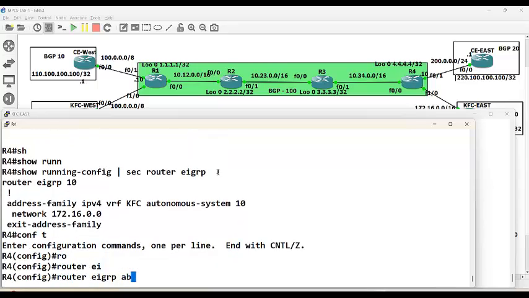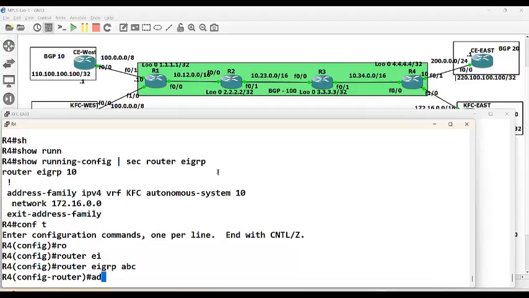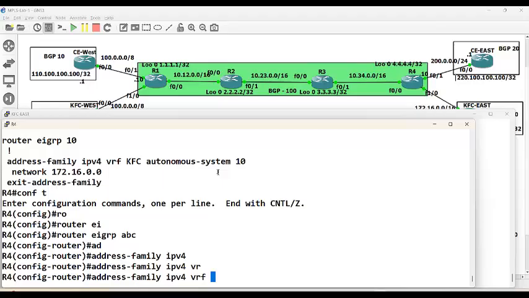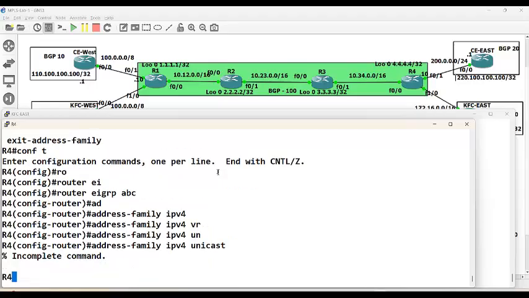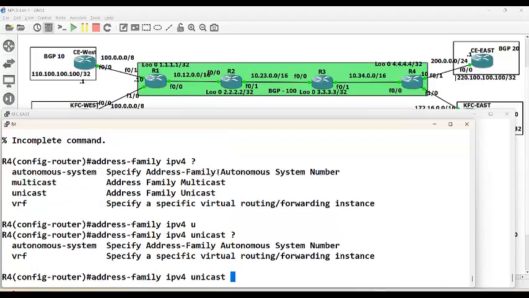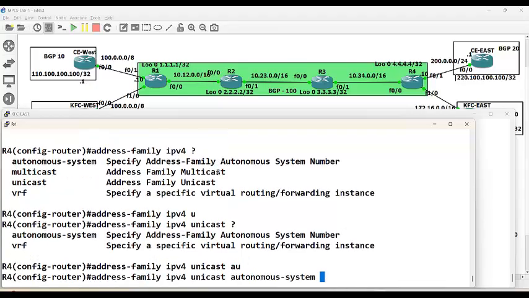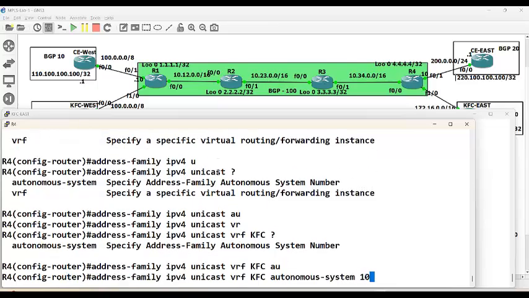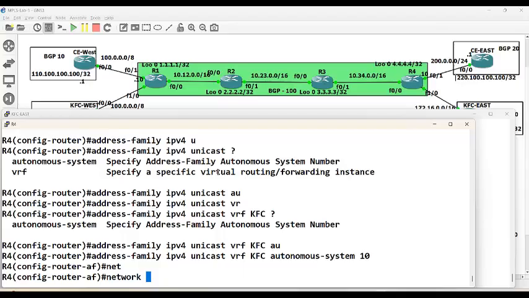Router EIGRP ABC, address family IPv4 VRF, IPv4 unicast autonomous system. Okay, unicast VRF. Okay, this is the syntax. I made a mistake. VRF KFC and then autonomous system 10. Now it is correct.